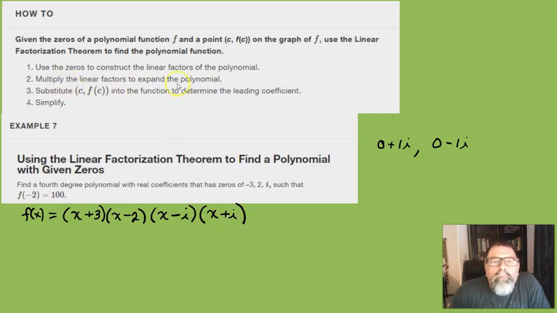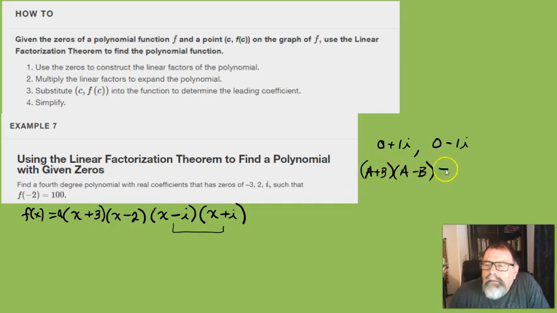Now we're going to multiply these linear factors to expand. Oh, I forgot the a in front, because we want f of -2 to be 100. So we have to figure out what that a is using this initial value. Here's the way I do it: I'm going to multiply the complex ones first. Remember the form a plus b times a minus b. It's just a difference of squares, so those middle terms will cancel out.